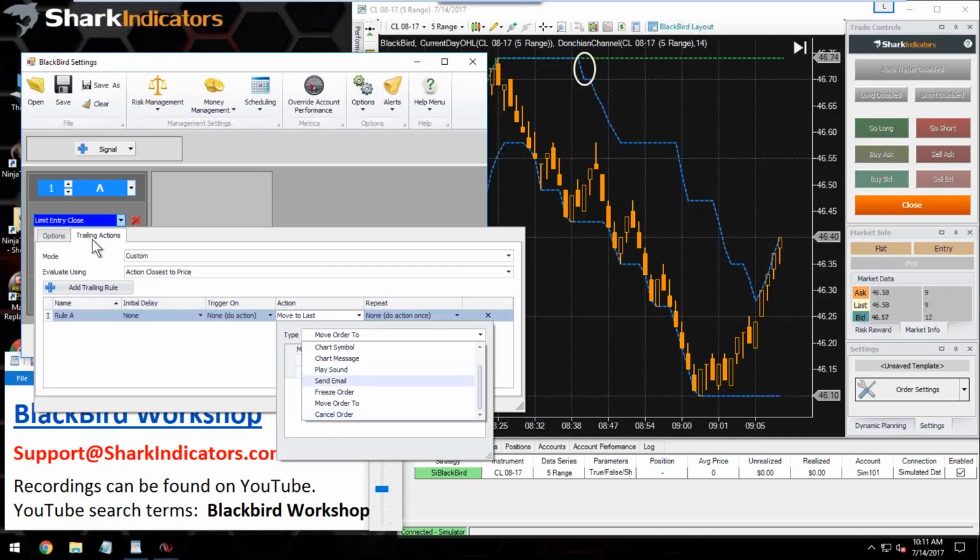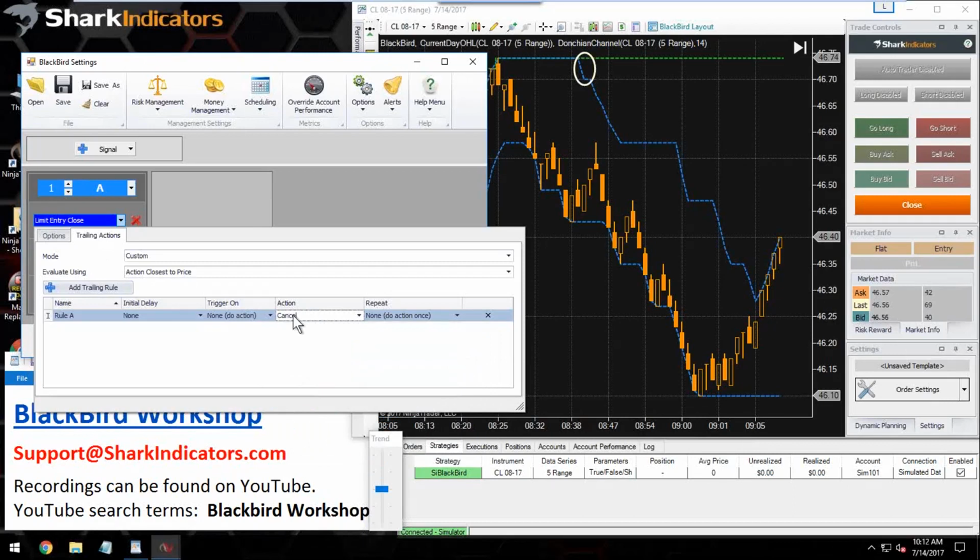Typically, most of us think trailing rules are used to move your order. That's what a trailing rule does, and that's what a trailing stop loss rule does. So 99% of the time, we're going to use the trailing rules to move the order. Moving the order is what trailing is. But to answer this question, we're going to use the cancel order. So that's the action we want to take, to cancel this order here.